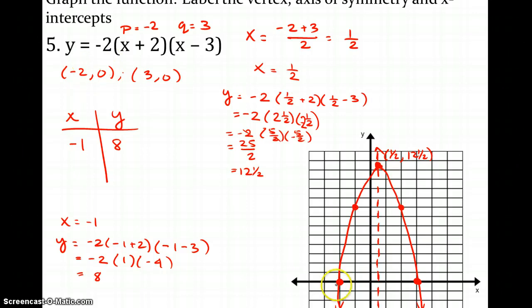Our intercepts were negative 2 and 3, so we graphed those. It's going down, of course, because A is negative. The other extra point that I found was for x equals negative 1, and when I plugged it in, I got 8. So if you are off by just a little bit of a sign, go ahead and make that correction now. Otherwise, go ahead and move on.